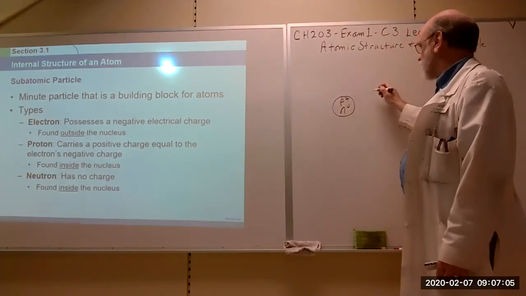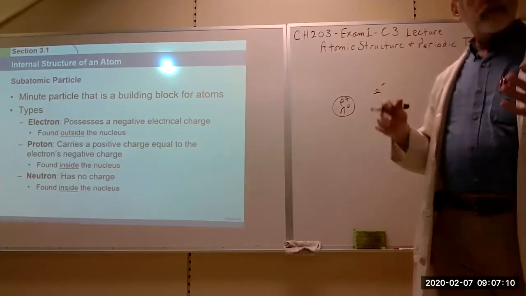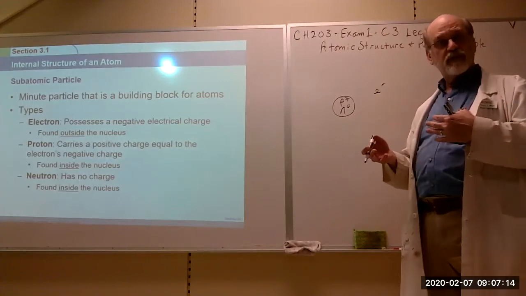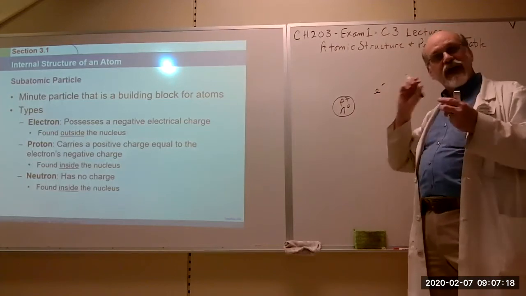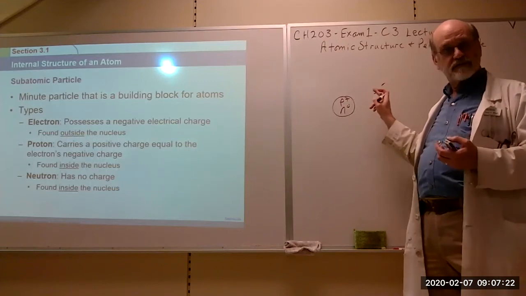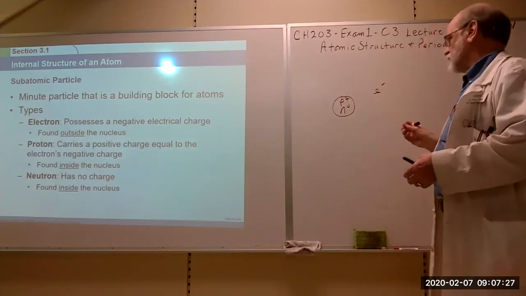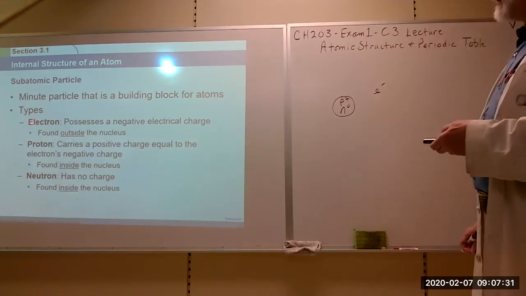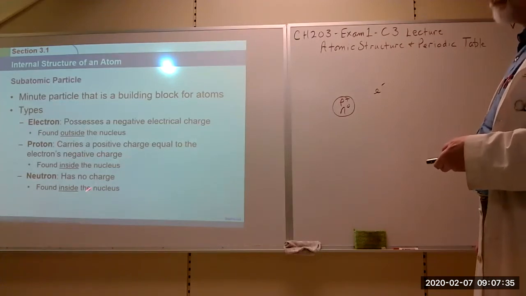And then out here somewhere are your electrons. They have equal size, magnitude charge, but opposite sign to the protons. So in a neutral atom, you'll have exactly the same number of protons as electrons. That balances the charge. Okay, so there's our electron, we covered that, protons, neutrons.